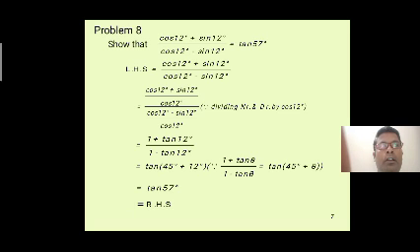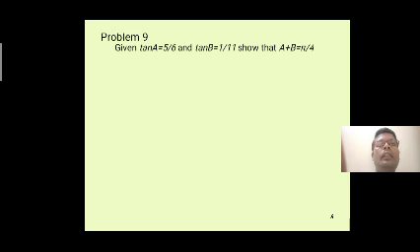Okay, now we go to problem number 9. Given tan A equals 5 by 6 and tan B equals 1 by 11, show that A plus B equals pi by 4.